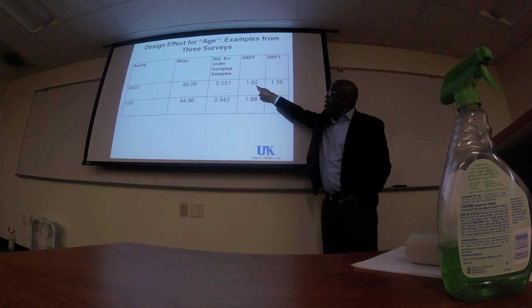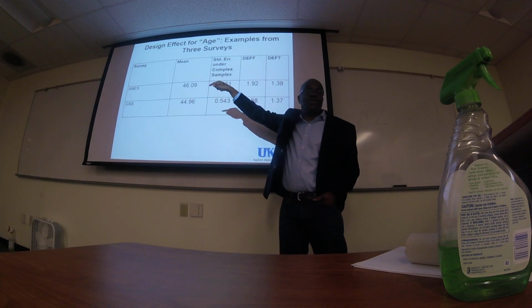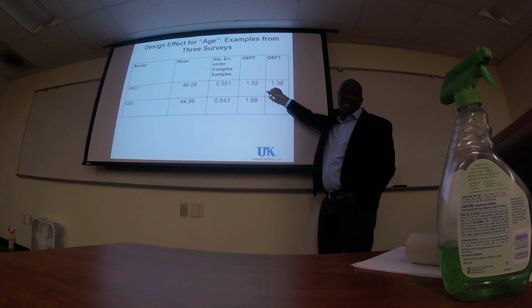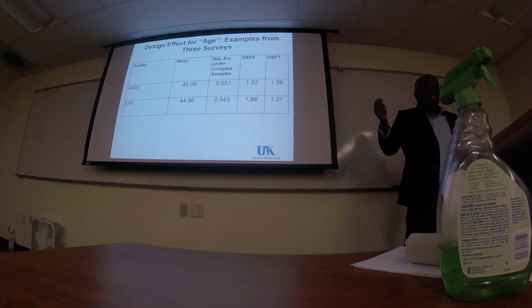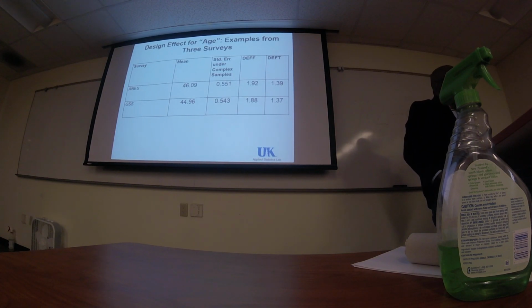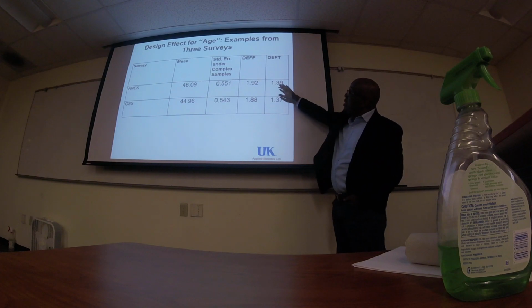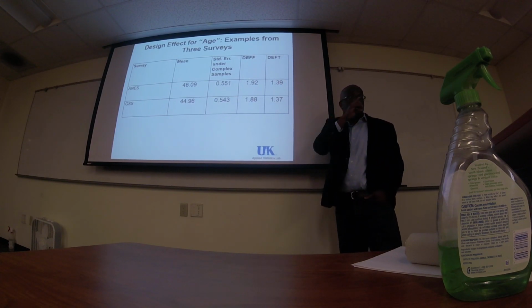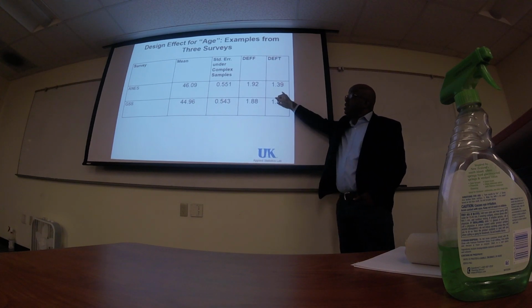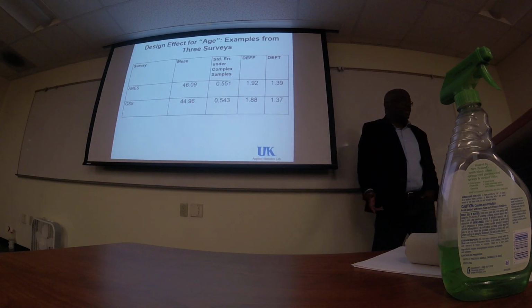DEFT is how much the variance is inflating. Since the standard error is the square root of the variance, this is the square root of this value, and this is how much the standard error is inflated. Okay. So if I calculate the real standard error, it's 1.39 from 0.5. Yeah, if you use standard error, you use this. If you use variance, you use this.